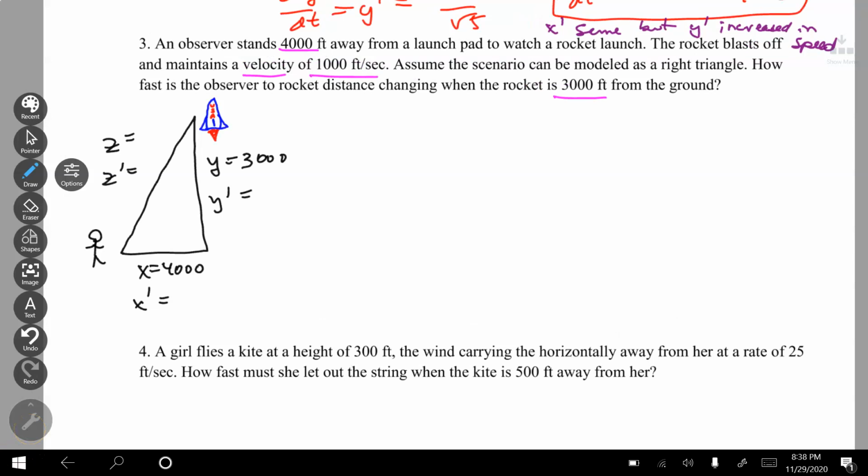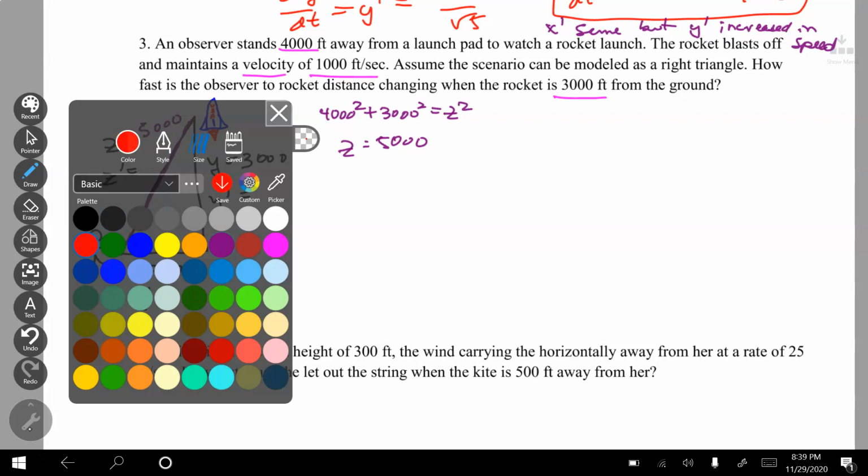So I've drawn my picture right now. I know my observer is 4,000 feet away from the base. Here's my right triangle. The rocket's 3,000 feet above. I don't know how far the distance is. I don't know how far this is right now, this purple side I'm drawing. But I know Pythagorean theorem that 4,000 squared plus 3,000 squared is equal to z squared. It's a 3, 4, 5 right triangle, so I get z is equal to 5,000. So this is 5,000 feet.